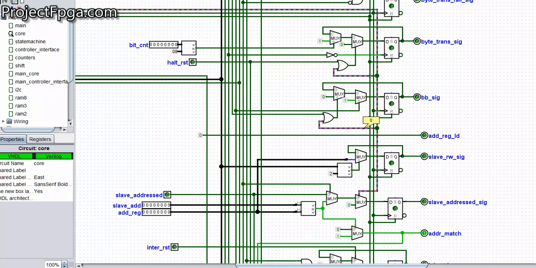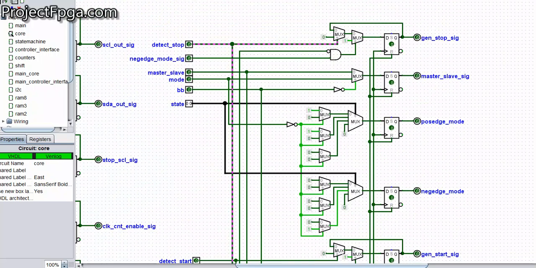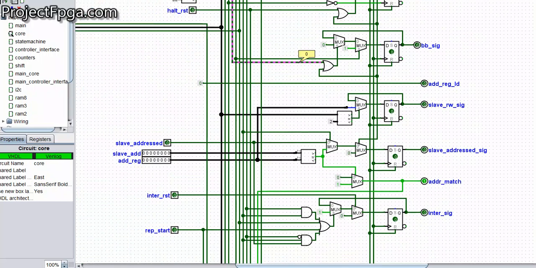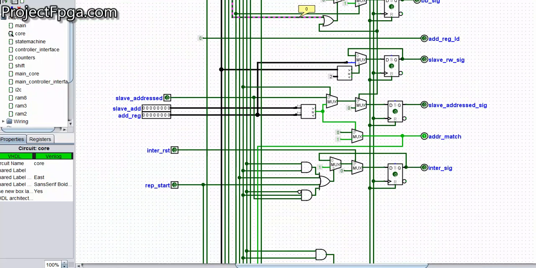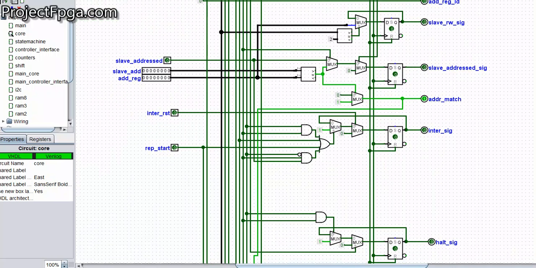One is the normal reset here, and two is this. Let me go up and see. A detect stop. Can you see it? The detect stop is used to turn the bus busy signal off. So that's that. So another signal, let's talk about this area.